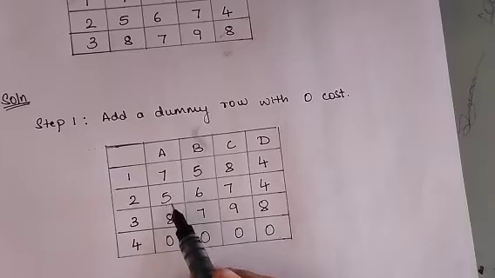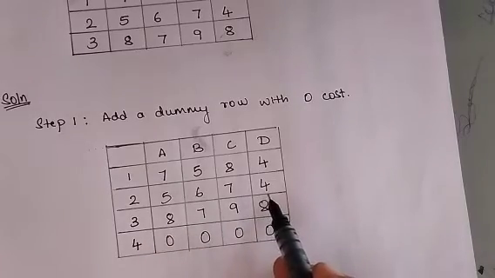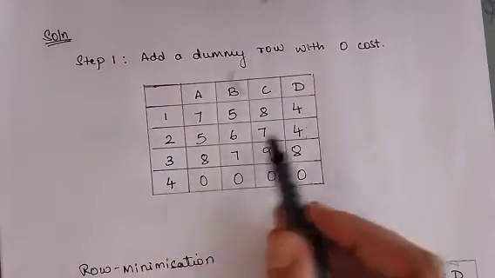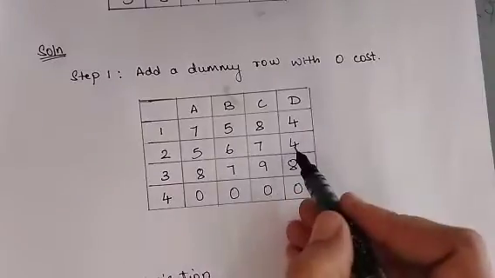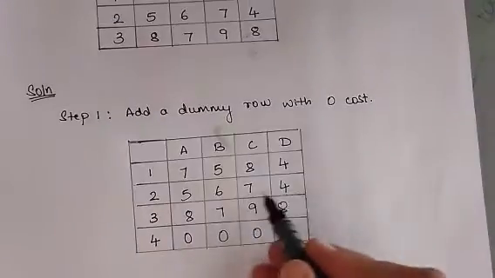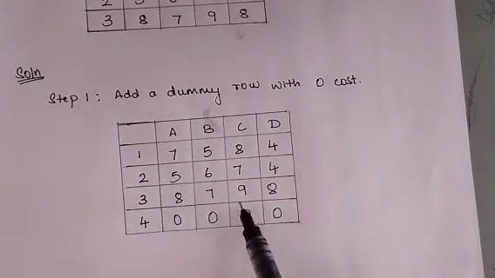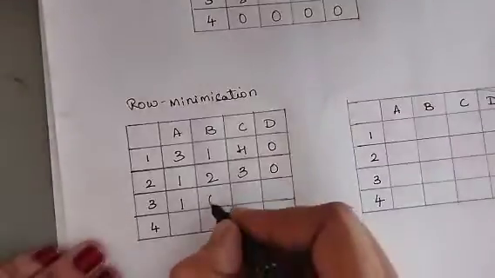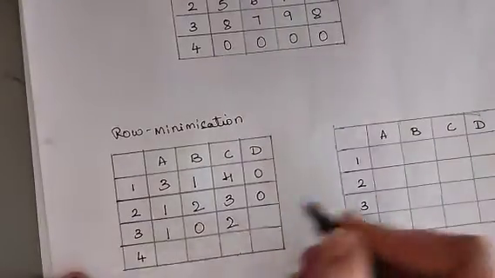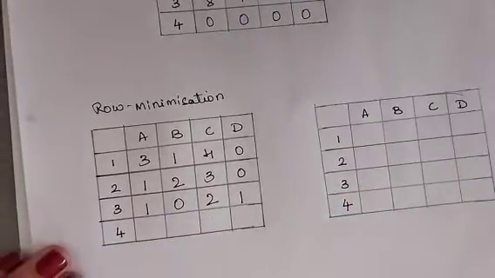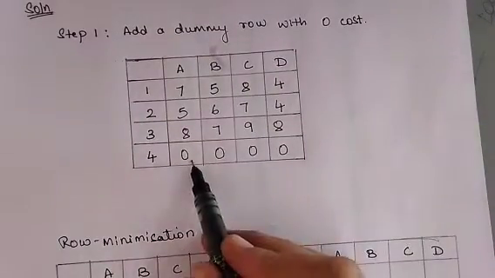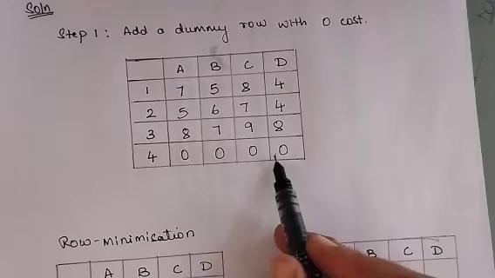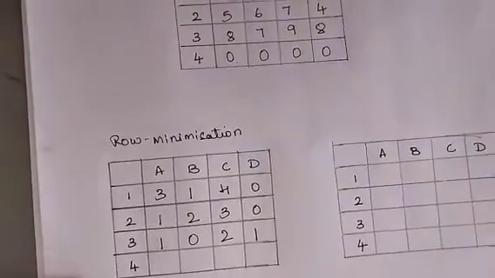Now come to the second row. The minimum element in the second row is again 4. Let us deduct this 4 from all the elements. 5 minus 4 gives us 1. 6 minus 4 is 2. 7 minus 4 is 3. 4 minus 4 is 0. Now for the third row, the minimum element is 7. So 8 minus 7 is 1. 7 minus 7 is 0. 9 minus 7 is 2. 8 minus 7 is 1. Now in the last row, all the elements are 0, hence the minimum element is 0. Anything deducted by 0 remains the same.